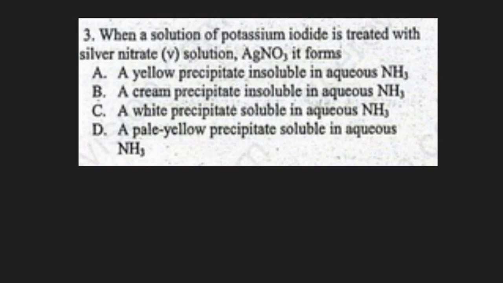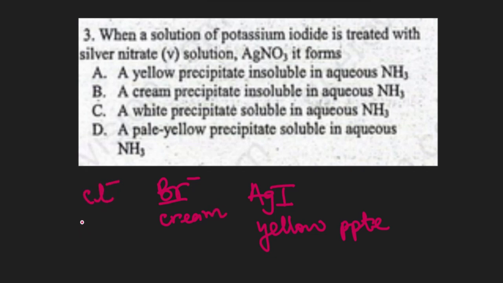For the test of the halide, the iodide is tested by the formation of silver iodide. When silver nitrate reacts with the iodide, a yellow precipitate which is insoluble in aqueous ammonia will be formed. For the bromide, it will be a cream precipitate. For the chloride, it is a white precipitate. So therefore, since we are talking about potassium iodide, it is a yellow precipitate which is insoluble, making our option to be A, which is the best answer.